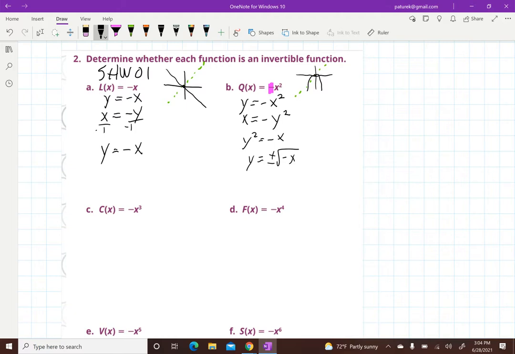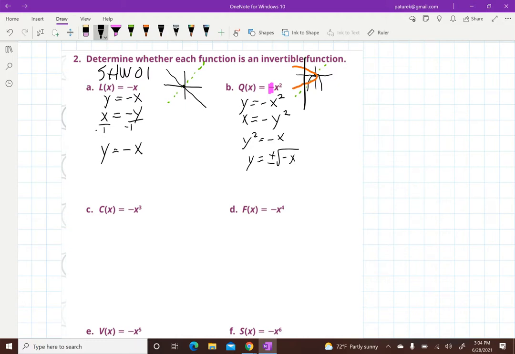This function would only exist for values of x that are less than 0, since the square root of a negative number is imaginary for us. So if I could sketch the function, it would open to the left. And hopefully you can clearly see it would fail the vertical line test in this situation. So this thing is not invertible.